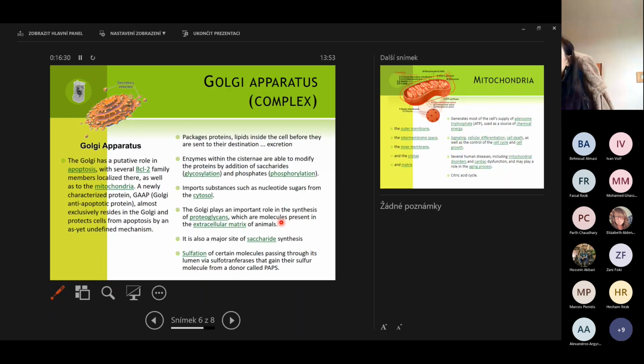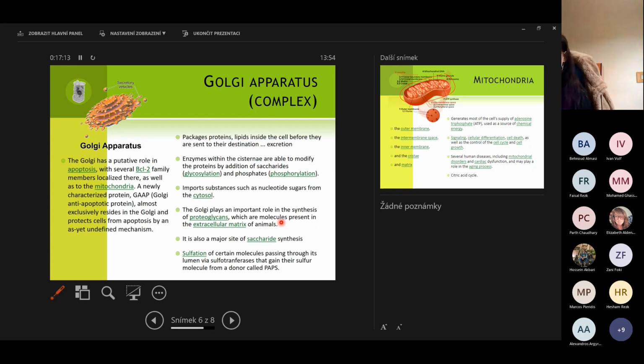So, Golgi apparatus. Golgi apparatus is again another organelle. It plays a very important role, especially in apoptosis, because it's in close cooperation with mitochondria, because mitochondria are also related with apoptosis. Also, it plays a very important role in packaging or sorting of proteins, which are synthesized during protein synthesis. And also it's used for packaging and sorting of lipids.